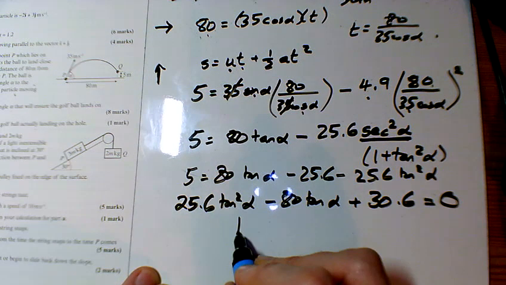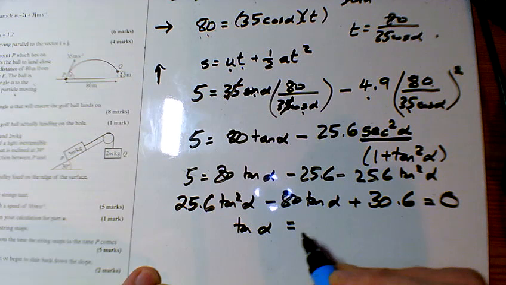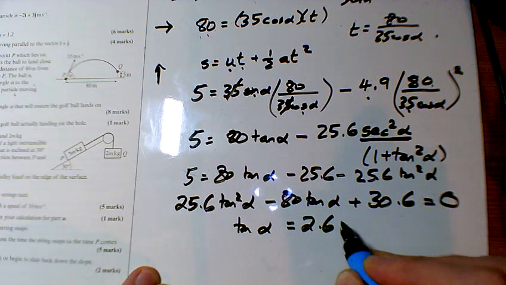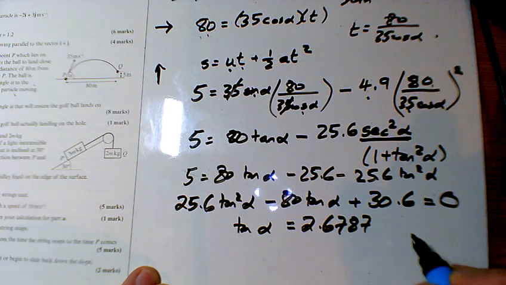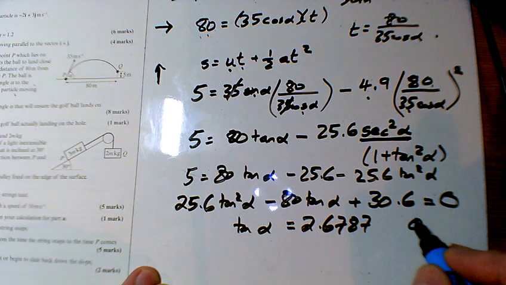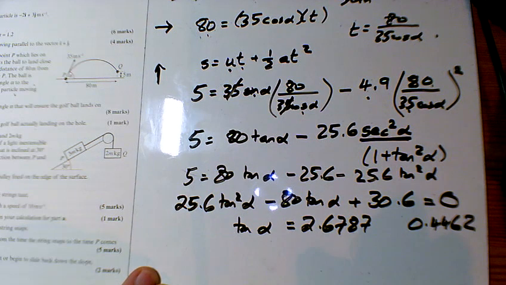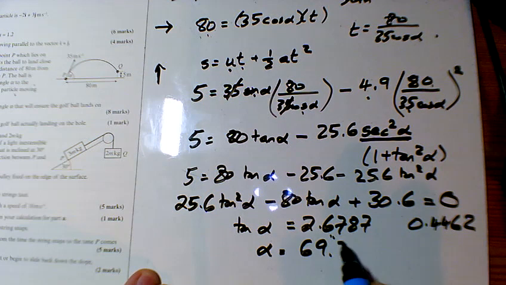On my quadratic solver, that tells me that tan alpha can be 2.6787, and the other one is 0.4462. The question asks us for the largest angle, so if I then inverse tan of that, the inverse tan of that is 69.5 degrees.